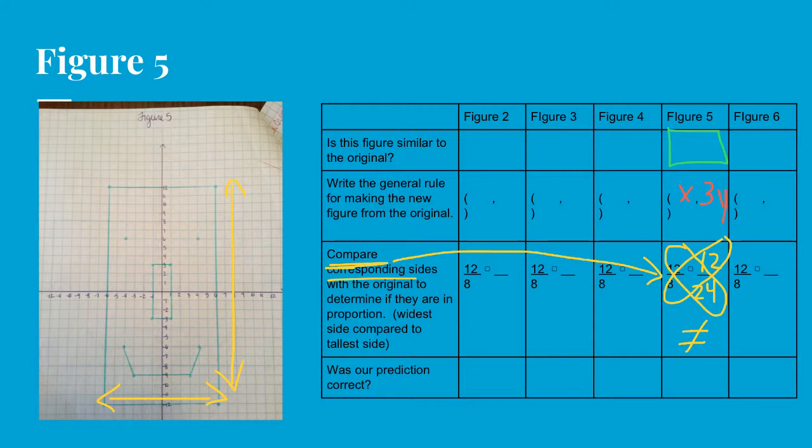So for this figure to be similar, there are two things that need to happen. I need to have the same scale factor used as a multiplier. Right now I have 1 times x and 3 times y. That is not the same multiplier. In addition, I need the sides to be in proportion. This is not a similar figure, so go ahead and check your prediction right here.